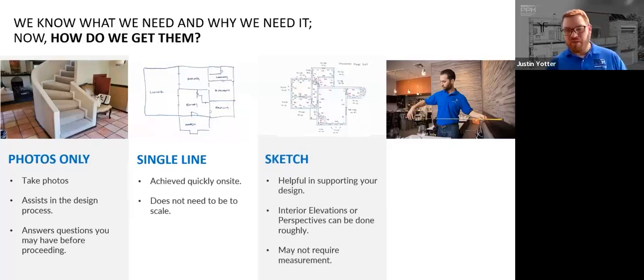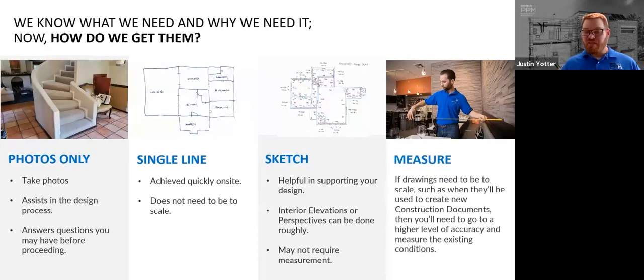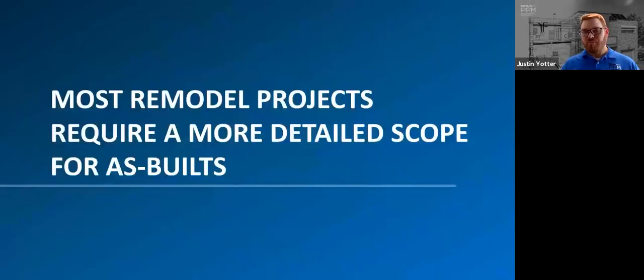Sketching can be very helpful in supporting your design. In the case of interior elevations or perspectives, this can also be done roughly and may not require measurement. And if drawings need to be to scale, such as when they'll be used to create new construction documents, then you'll need to go to a higher level of accuracy and measure the existing conditions. How you get these measurements can vary quite a bit, as you'll see throughout this presentation. Most remodel projects will require a more detailed scope for as-builts. This will give you a head start in the creation of your design, submittal, and construction documents.